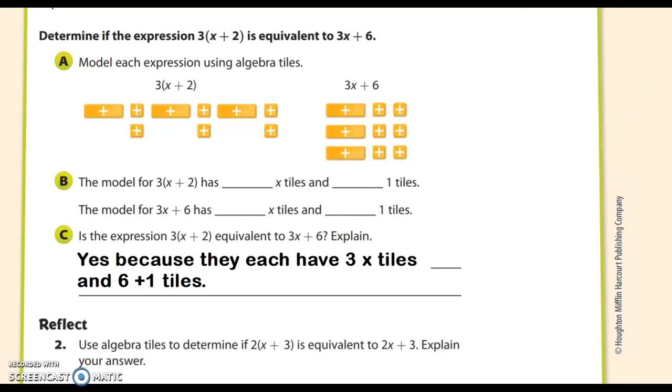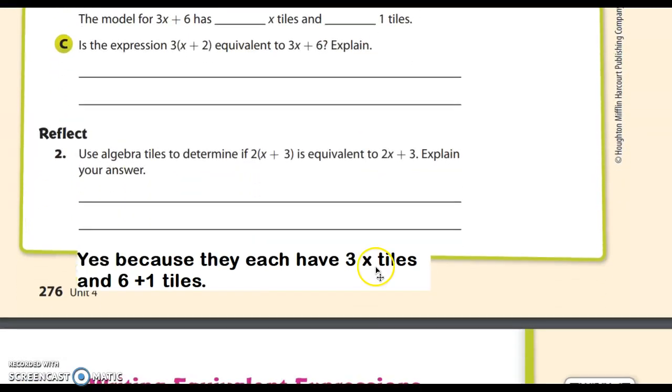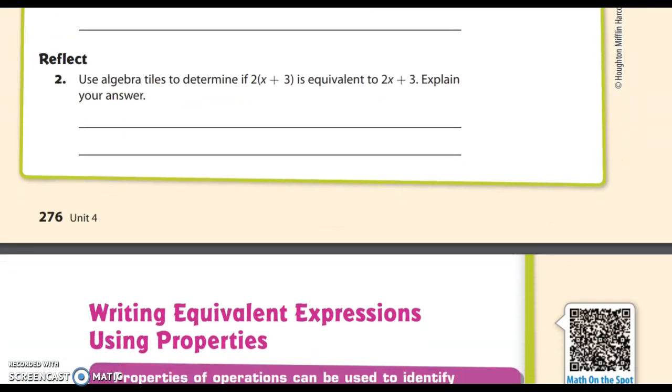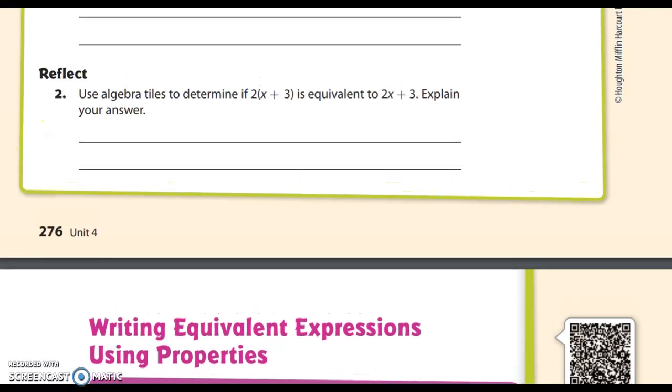We're going to do algebra tiles for the reflect at the bottom of the page. And I'm going to help you with this by drawing a picture. And you might want a picture here. I'm going to use the lines and model for you that they are equivalent. It says use algebra tiles to determine if 2 parentheses x plus 3 is equivalent to 2x plus 3 and explain your answer. So I'm going to put the picture of 2 parentheses x plus 3 right here. I'm going to put an equal sign and a question mark, and then my answer right here is going to be yes or no.